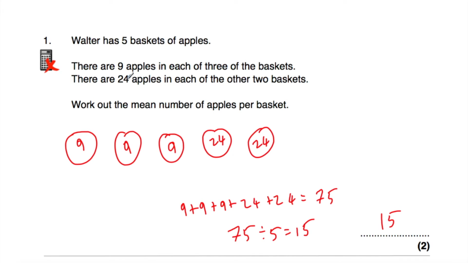And that's it. So in terms of this question, what we've done was we just did a little sketch with 3 baskets with 9 apples in them, 2 baskets with 24 apples in them, added them all up to see there were 75 apples, and then divided by 5 to find out the mean number of apples per basket.